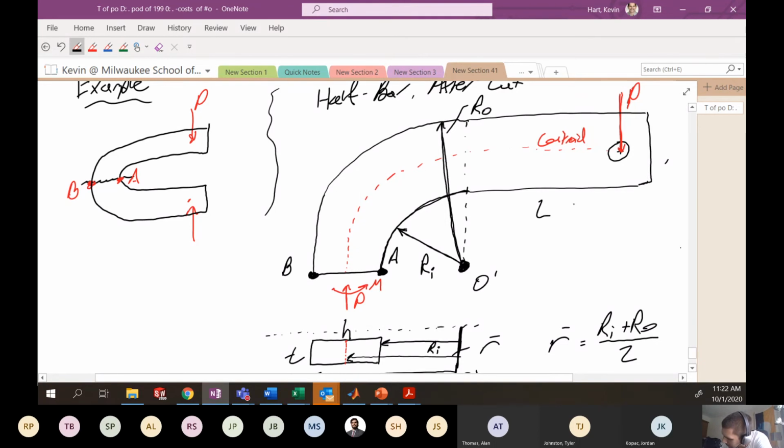If we let this length here be L, then the moment will simply be negative P times L plus R bar.